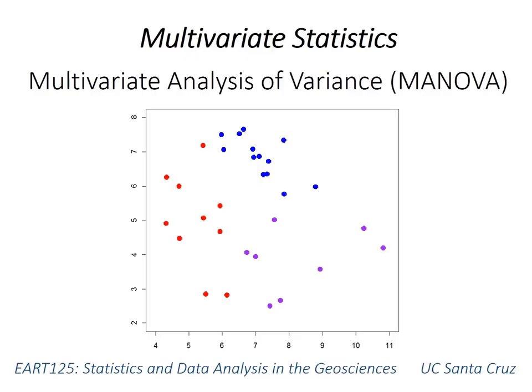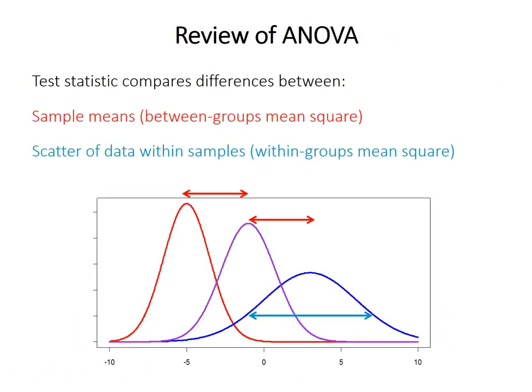This video introduces the last of the classical frequentist methods for null hypothesis statistical testing that we're going to cover in this class. It's called multivariate analysis of variance, or MANOVA. And as its name suggests, it's the multivariate version of ANOVA, which you've already learned about. There are a lot of conceptual similarities between MANOVA and the univariate ANOVA, so let's quickly recap what ANOVA does.